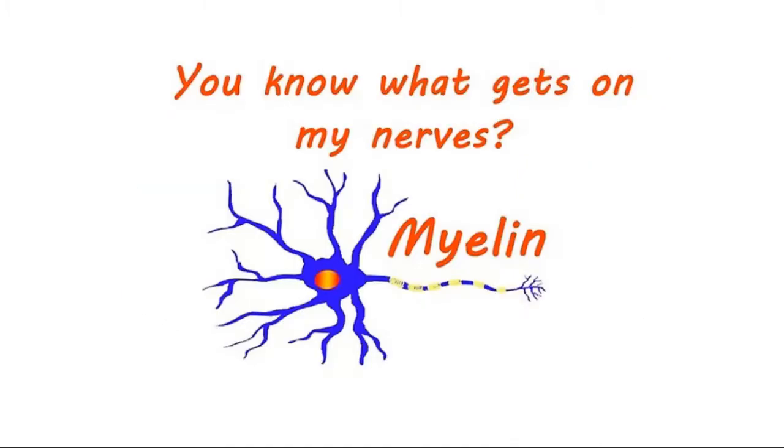I had to throw in a quick joke here because we just spent some time talking about myelin. They actually make this t-shirt, and one day I hope to own this t-shirt. So it's a joke. It says, you know what gets on my nerves? Myelin. So just a little anatomy humor for you to lighten things up today.